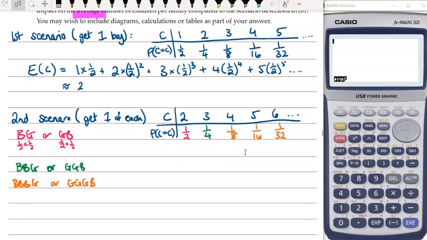So it's the same sequence, but if we were to work out E of C on this one, we would have the number of children starts at 2 times a half plus 3 times a half squared plus 4 times a half cubed, and so on. So in this line here, these went 1, 2, 3, and this one starts at 2, 3, 4. So obviously this one must end up being bigger.